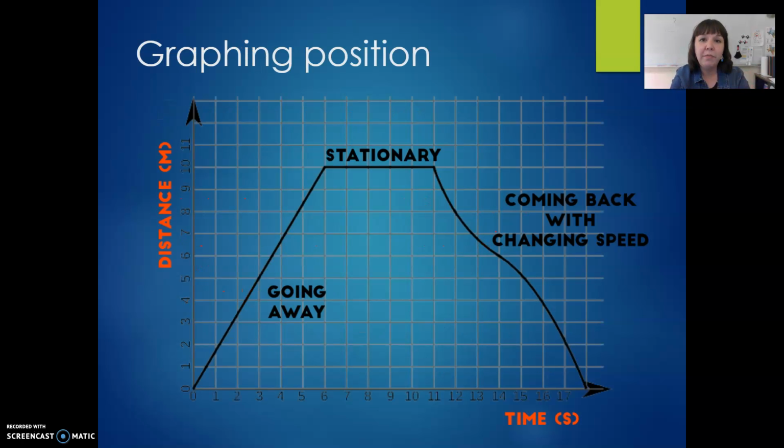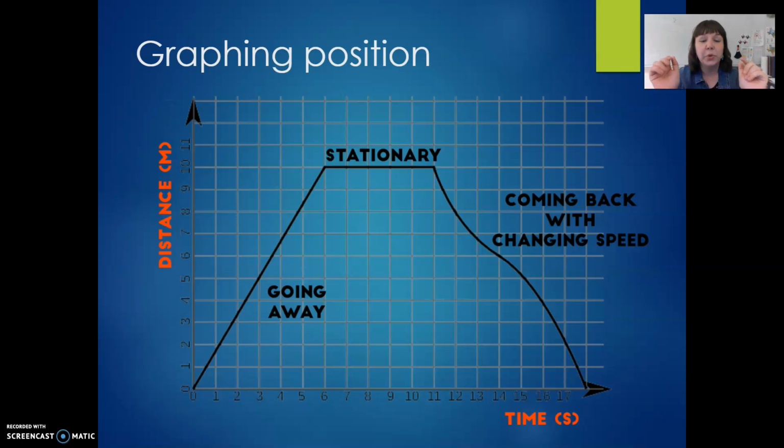We can graph our motion in a position time graph, and here's an example of that right there. You have distance, which is your dependent variable, because where I am depends on how long I've been traveling. So time is independent, that's along the bottom. And you can see from 0 to 6 seconds, I was going away. I was making a positive change in my position.